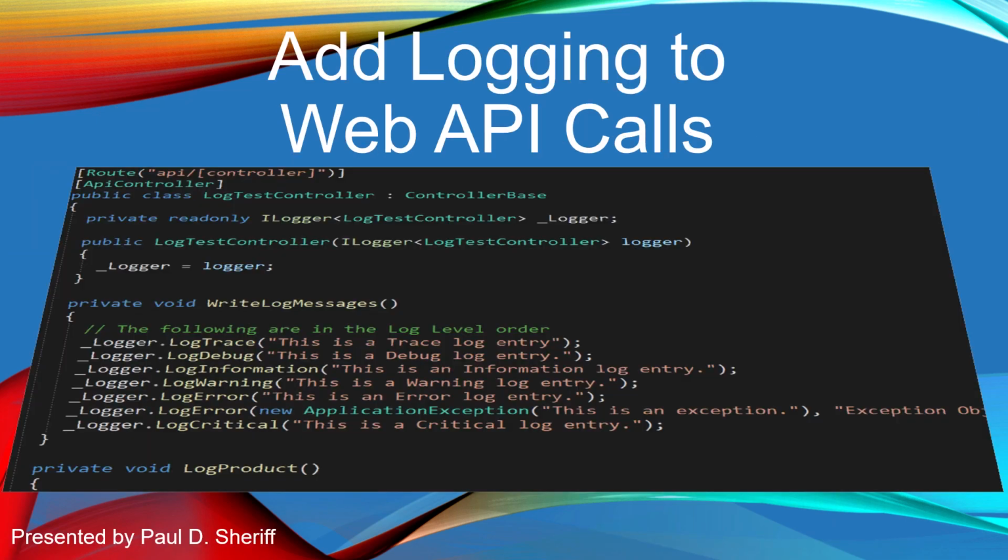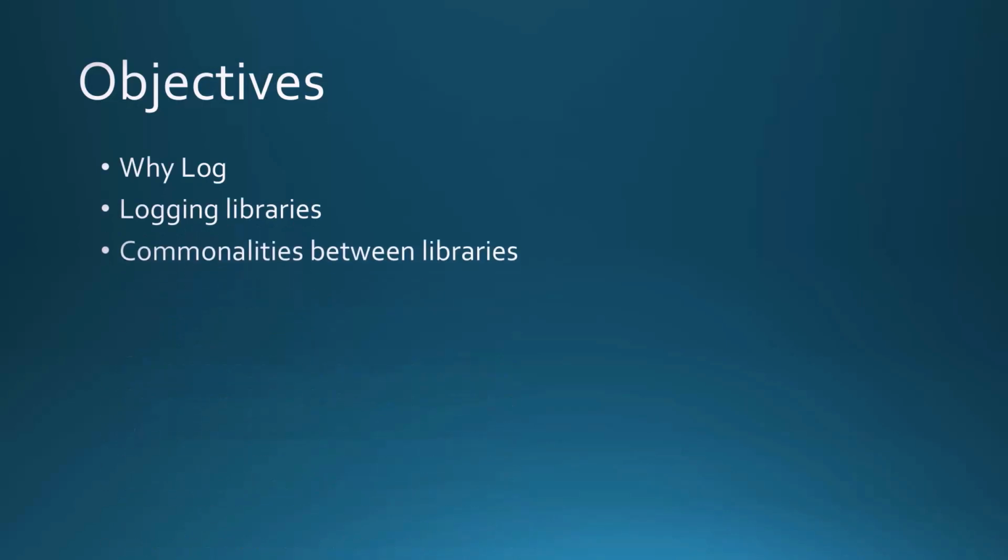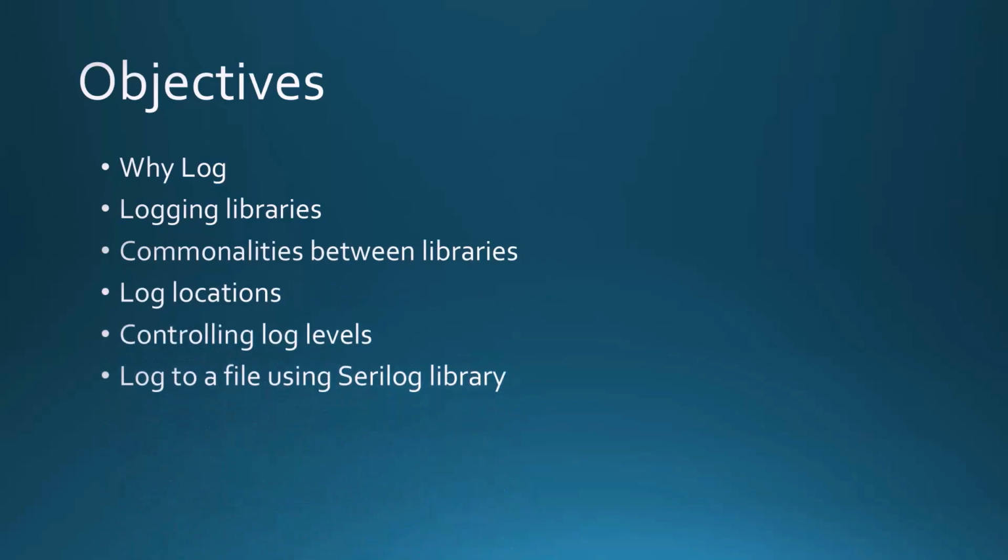In this lesson, we're going to add some logging to our Web API calls. The objectives for this lesson are to learn why we log, the different log libraries that are available, the commonalities between these libraries, where we can log to, controlling log levels, and logging to a file using the Serilog library.